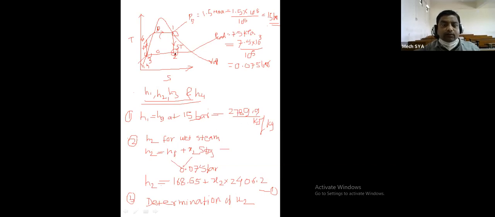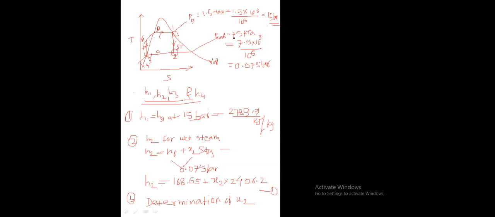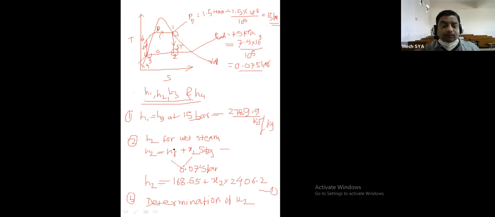Then H2: point number 2 lies in the wet region, and the corresponding pressure is 7.5 kilopascal, which means 0.075 bar. We know the equation for calculating the enthalpy of wet steam: H2 is equal to Hf plus X2 into Hfg. This Hf and Hfg we have to take at 0.075 bar, because the pressure corresponding to that point is 7.5 kilopascal or 0.075 bar.